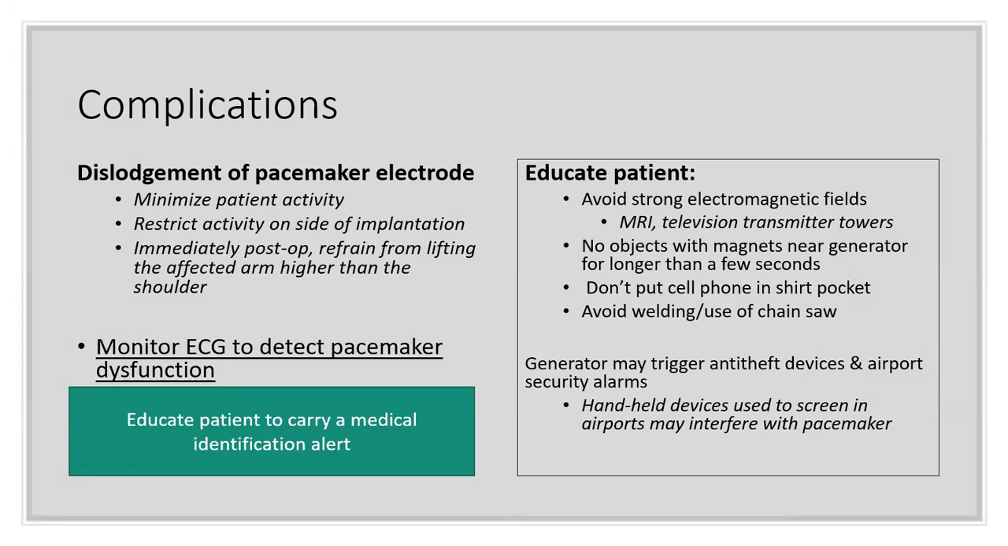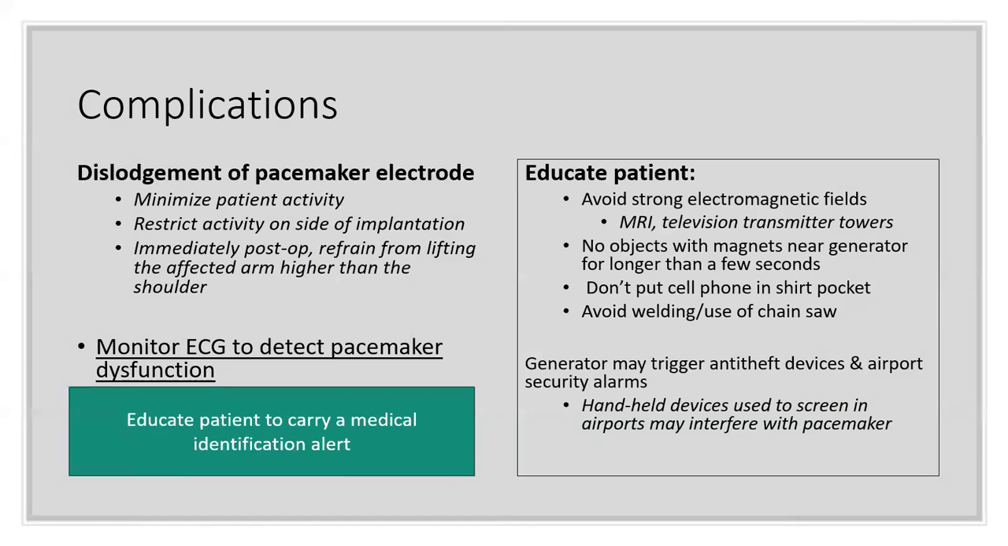So avoid strong electromagnetic fields. So things like MRI, television transmitter towers, no objects with magnets near. Don't put a cell phone in a shirt pocket. Avoid welding or use of a chainsaw. The monitor or generator may trigger anti-theft devices and airport security alarms. So handheld devices used to screen at airports may interfere with the pacemaker.